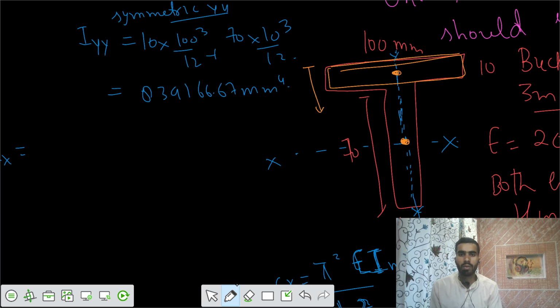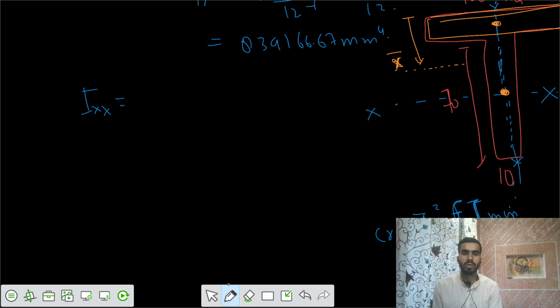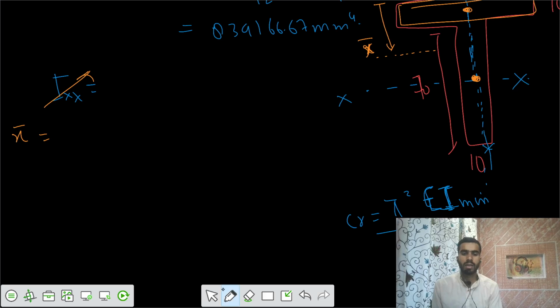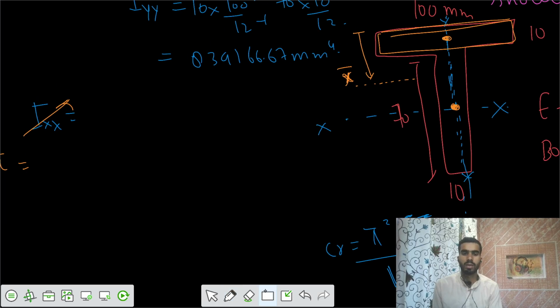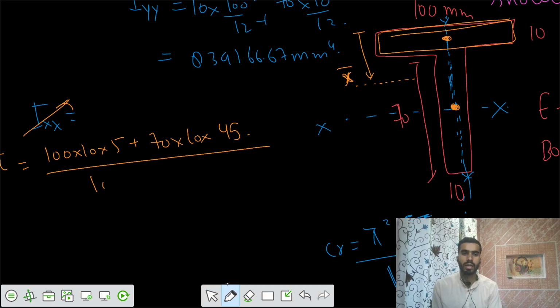Now for the Ix axis, there would be some neutral axis. Let's say I want to calculate where that neutral axis would be. I would say, where is the centroidal distance from the top. For this one, I need to calculate x bar, that is the first moment of area divided by total area. That means 100 into 10 into 5, plus 70 into 10 into 35 plus 5, 45, divided by total area, 17,700.